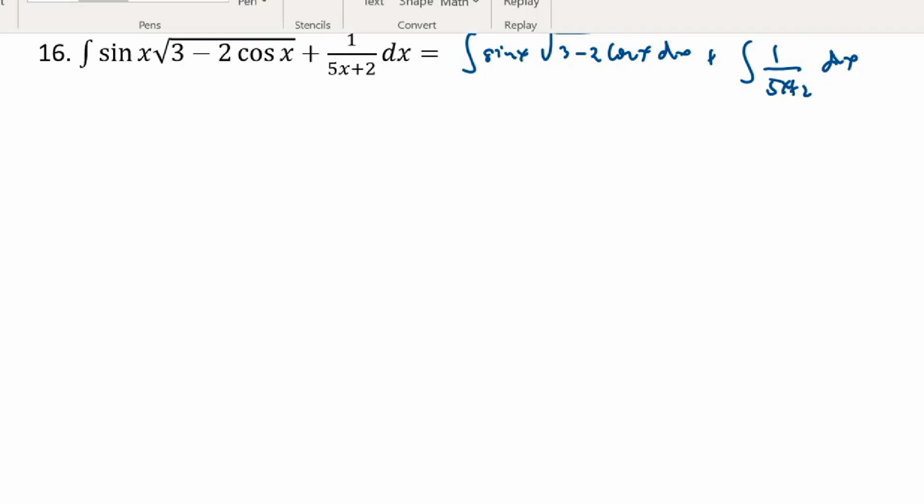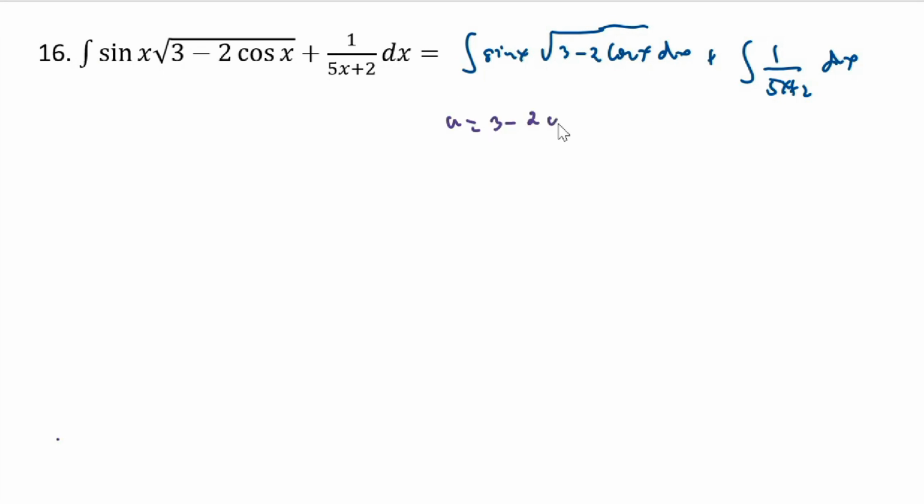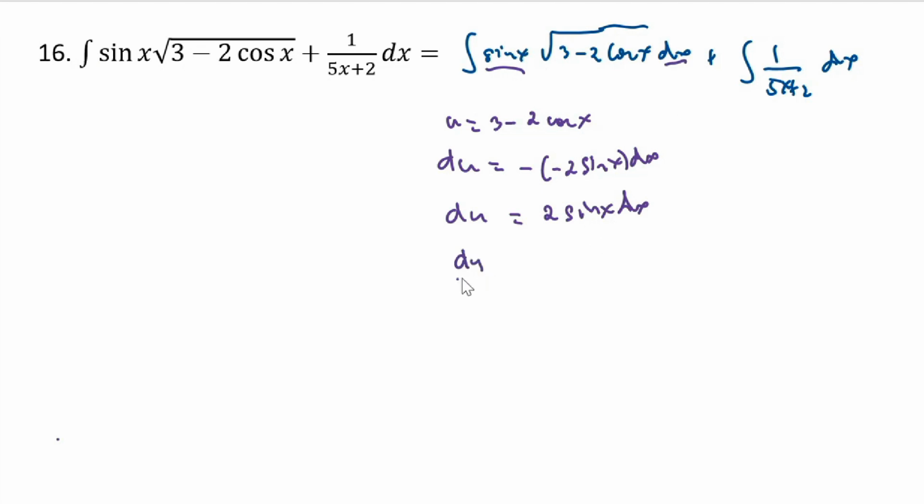In the first term, our u here is 3 minus 2 cosine of x. So du now equals the negative of negative 2 sine x dx, therefore du now equals positive 2 sine x dx. I can see sine x dx in the given, therefore I divide both sides by 2. Therefore, du over 2 is equal to sine x dx.